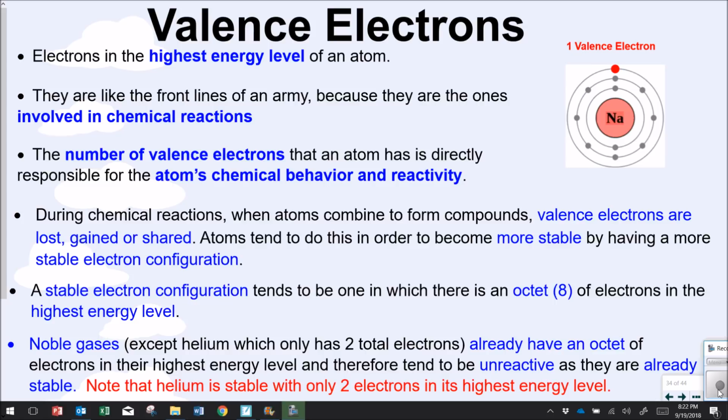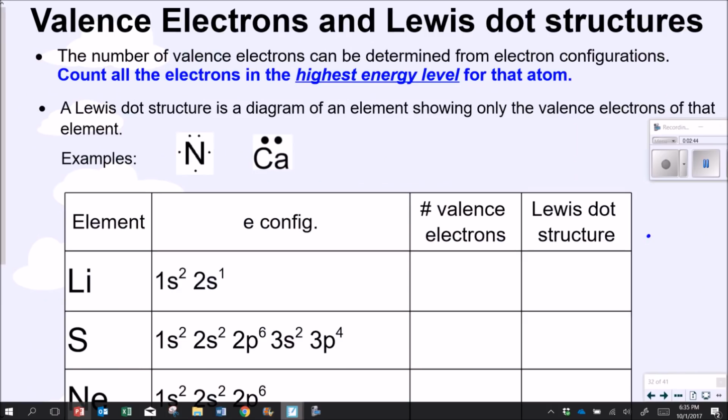A stable electron configuration is one where there is an octet or 8 electrons in the highest energy level. The noble gases already have 8 electrons in their highest energy level, so they tend to be unreactive and they are already stable. Make sure to note that helium is stable with only 2 electrons in its highest energy level. We can determine the number of valence electrons by looking at electron configurations. We count all the electrons in the highest energy level for that atom.